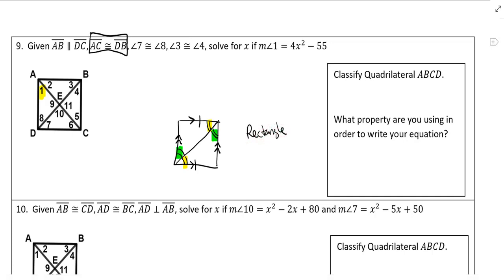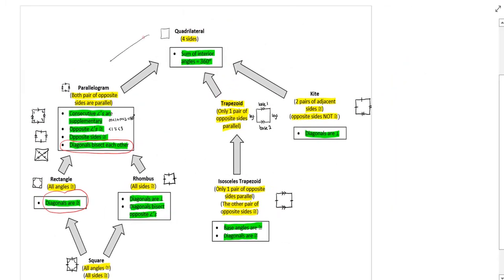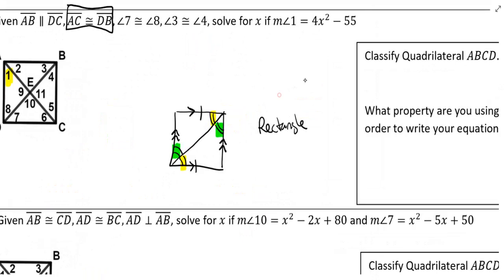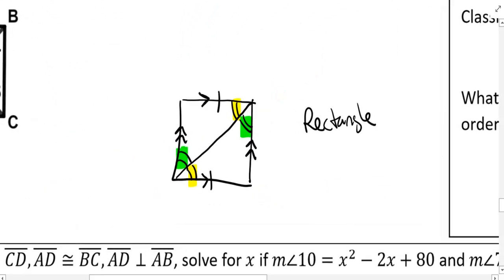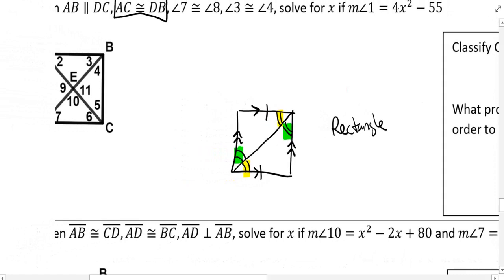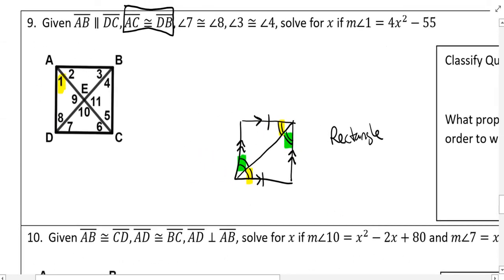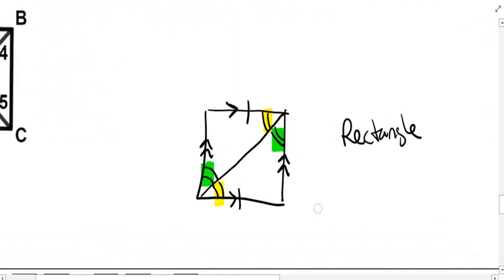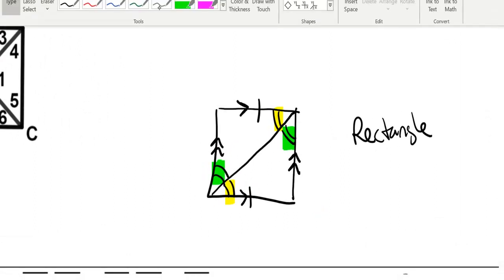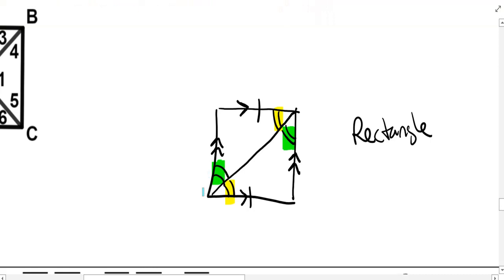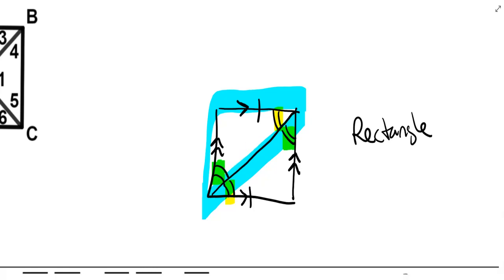The question is, can we go further down this line? We got a parallelogram, right? We got from parallelogram to rectangle. Can we even go to a square? And so let's just take a moment and think about what we have here. Notice that this triangle that I'm going to highlight or outline, this triangle right here, is isosceles because the base angles are congruent.